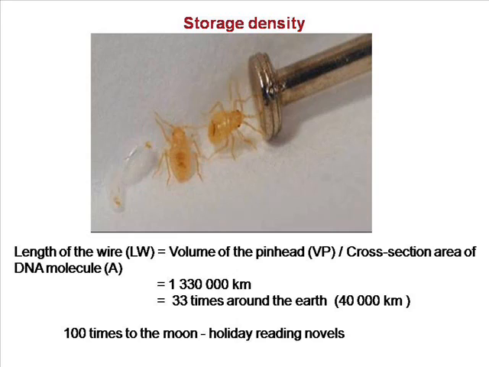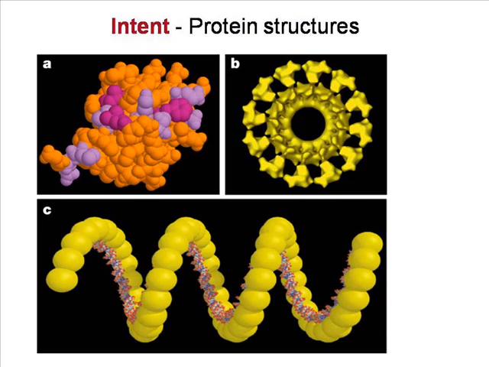If you put a single coil of the helix on the head of a pin, it would be long enough to go 33 times around the Earth. If each codon was equivalent to a word, you could make 100 stacks of the average novel from the Earth to the Moon. The intent of all this information, of course, is to produce the amino acids which produce the protein chains, which are themselves subcomponents of larger systems.